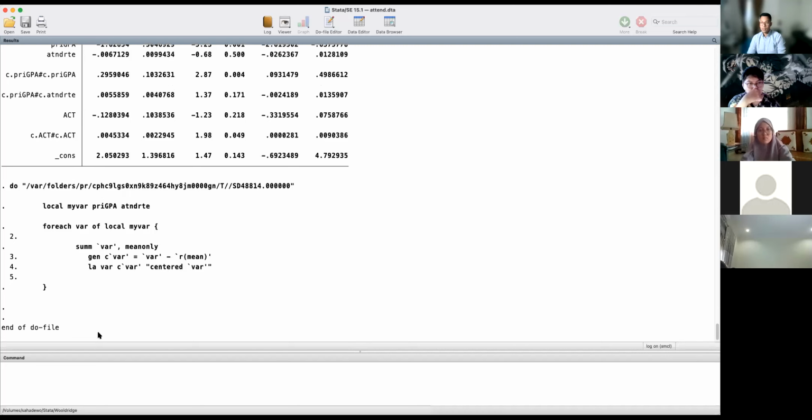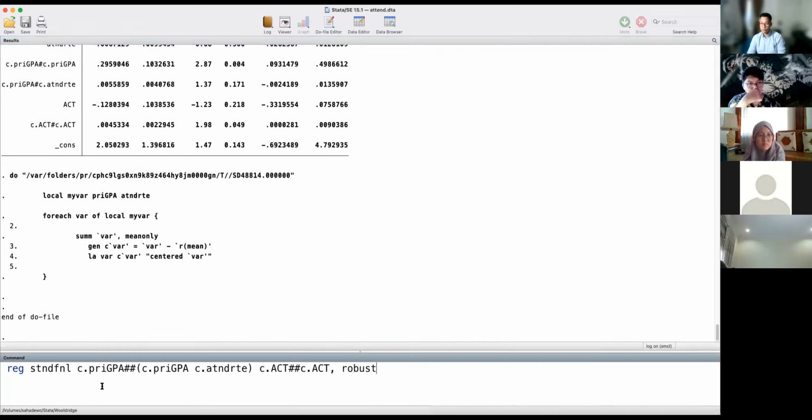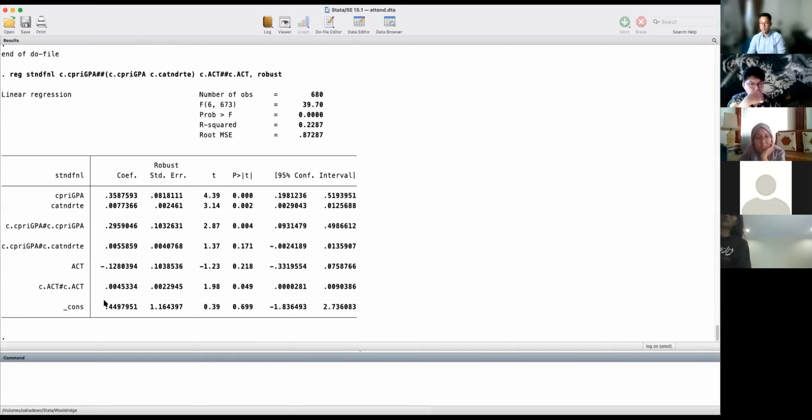Okay, so I'm going to do the same regression here, but I have a tweak. So basically, instead of using prior GPA, I'm going to use centered prior GPA. Okay, instead of using attendance rate, I'm going to use centered attendance rate. Okay, so I don't interact ACT except by itself, so I'm not going to do a centering in this particular case. Okay, and then I do the regression.